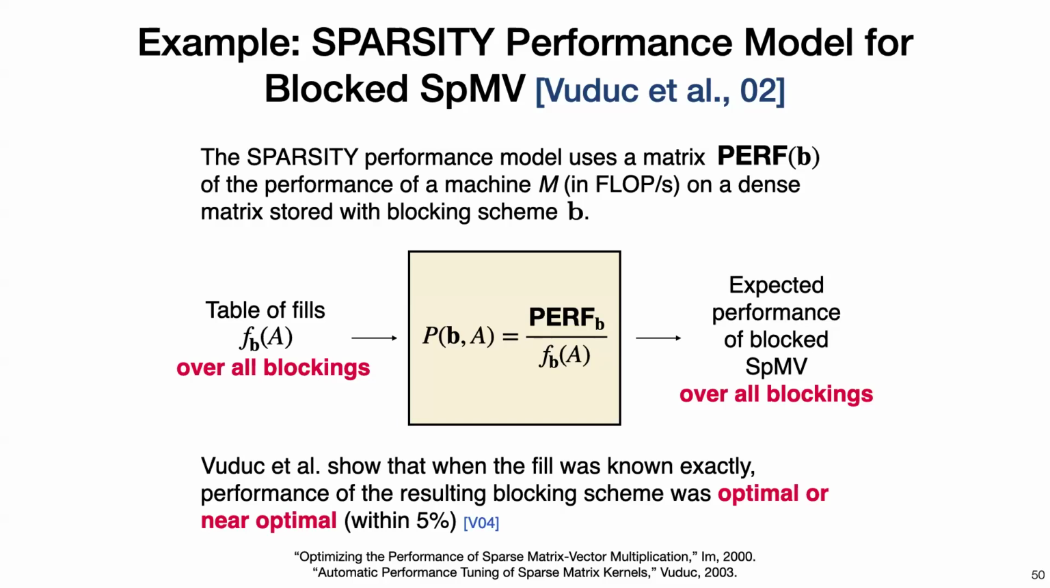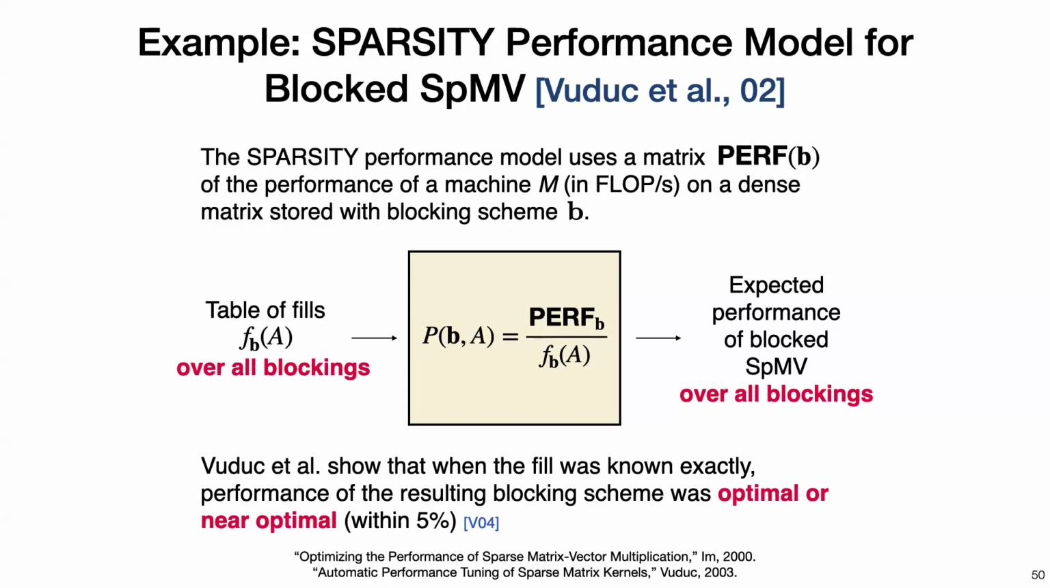Yes. Is it cheap to calculate the table of fills for all the blockings? It's a very good question. It is expensive to calculate it exactly. In the original paper, they estimated it through some heuristics, like they sampled block rows, and they calculated the fills there, and it was pretty cheap. A couple of years ago, during my PhD, I wrote a paper on how to do sampling with guarantees by sampling the non-zeros rather than sampling the block rows, and that you can do pretty fast.